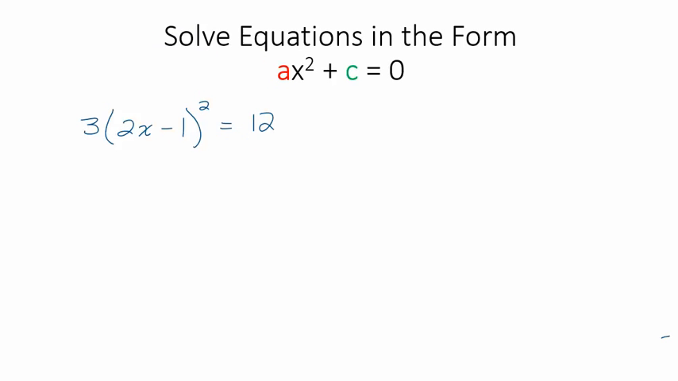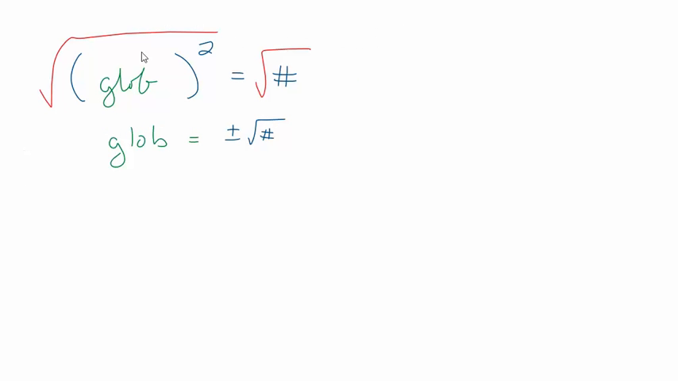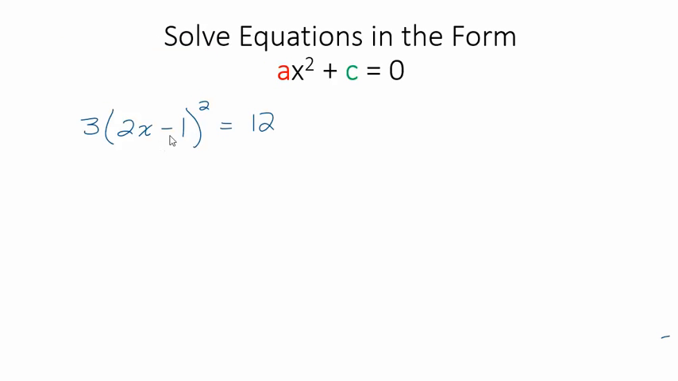All right, let's try another one of these. It's got a few more steps to it. Remember, what we're trying to do is get glob squared equals a number. Do I have that here? Glob squared equals a number. Close, but I've got this 3 here. I need to get rid of that first. So I'm going to divide both sides by 3.